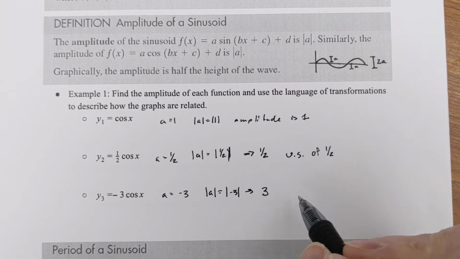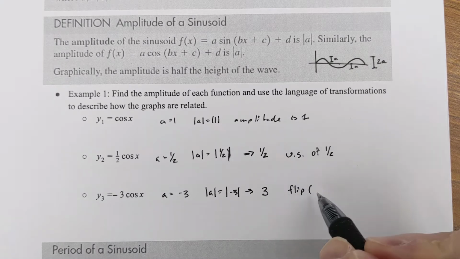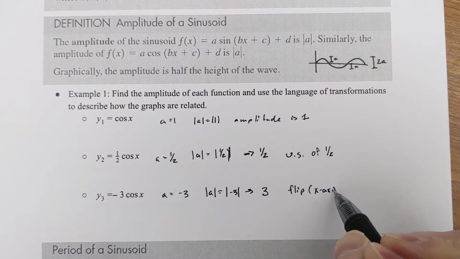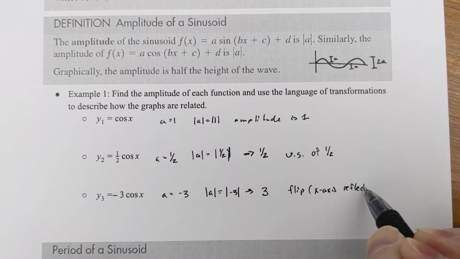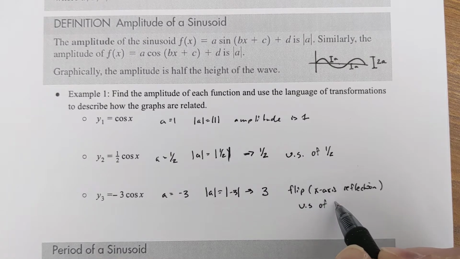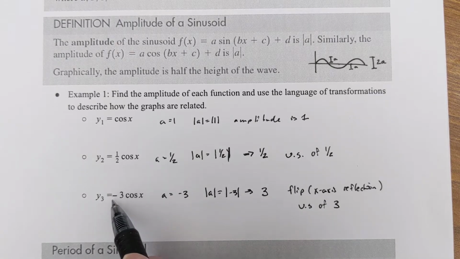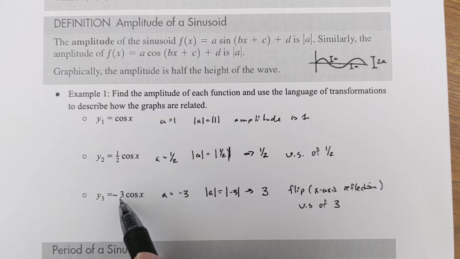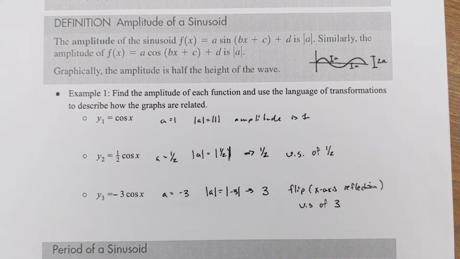Transformation-wise, this is a flip, or an x-axis reflection, and a vertical stretch of 3. So the negative sign flips the graph just like it always does. The 3 controls the stretch.